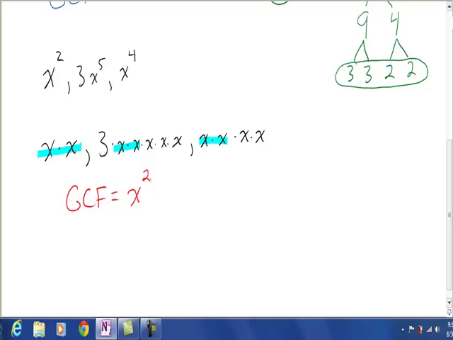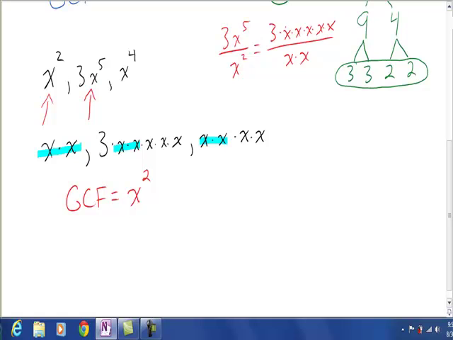You can divide x squared into x squared. You can divide x squared into 3x to the 5th. Think about what you would get. I took 3x to the 5th and divided it by x squared. You have all of these x's. I'm going to squeeze them in there. And you've got 2 of them down here.